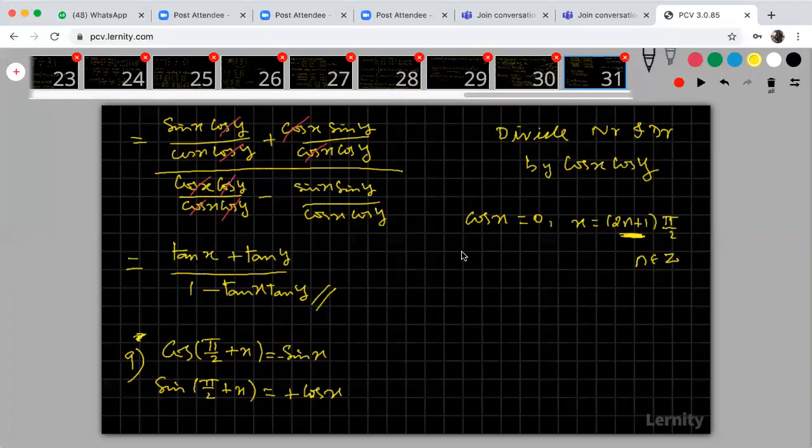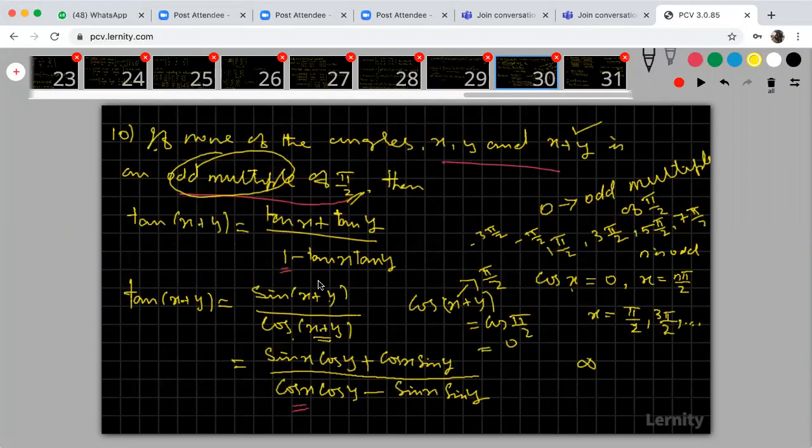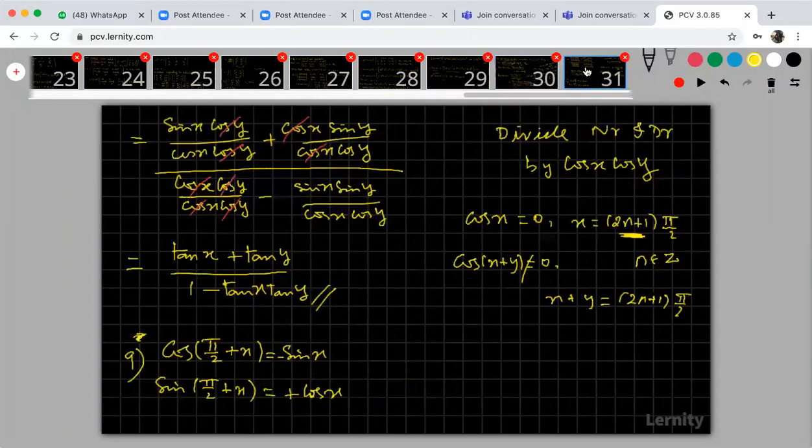So therefore, my cos of x plus y equal to 0 means my x plus y is an odd multiple of pi by 2. But I don't want this to be 0. Why? If cos of x plus y is 0, anything by 0, the function is undefined. So I don't want cos of x plus y to be 0. That means I want x plus y not equal to 2n plus 1 times pi by 2, that is, an odd multiple of pi by 2. Are you okay?